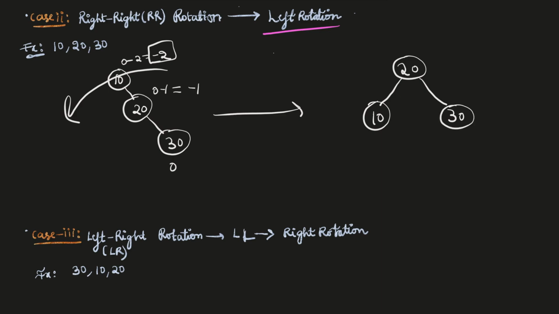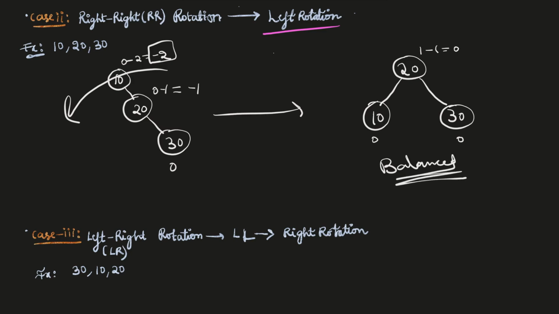Now if you check the balance factor of the following nodes, 10 and 30 would have 0 and 0 because they are leaf nodes. When you come to 20, it is 1 minus 1 equal to 0 because the height of the left subtree and right subtree both are 1. So now this tree is said to be balanced. How has it become balanced? By using the following AVL rotations.